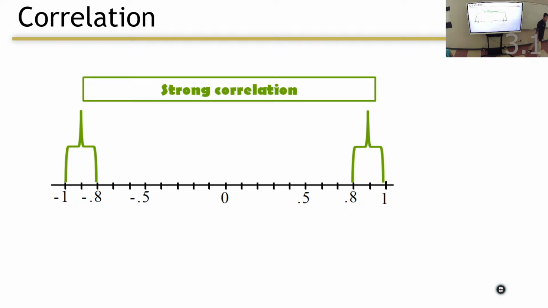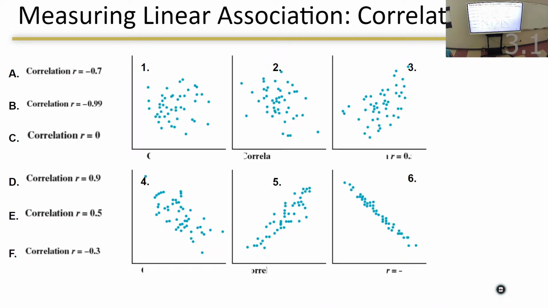Everybody okay with that? Look up here. I got 6 different scatter plots, and I got 6 correlations over there on the left-hand side. At some point, they want me to match them. Bear in mind, it's almost impossible to look at a scatter plot and tell you the exact value. I can tell you this one's negative and that one's positive, but other than that, it's really hard to tell what it is.